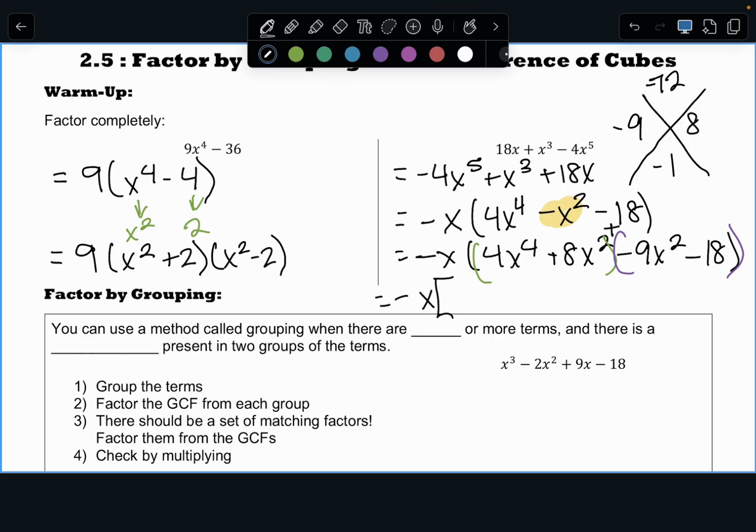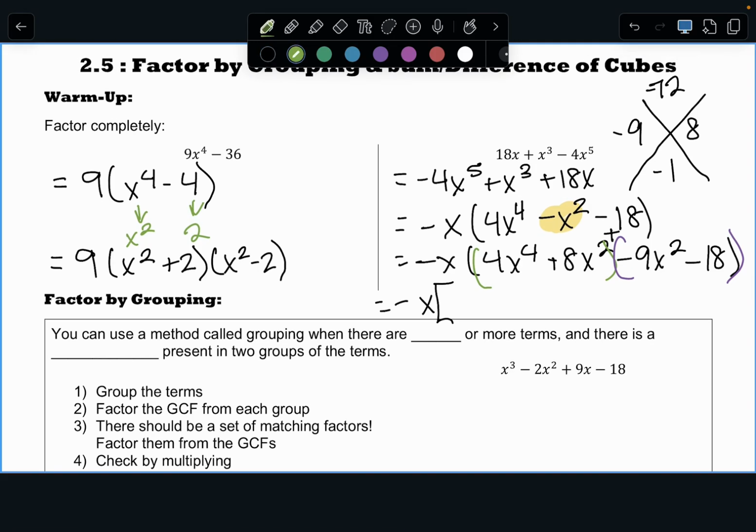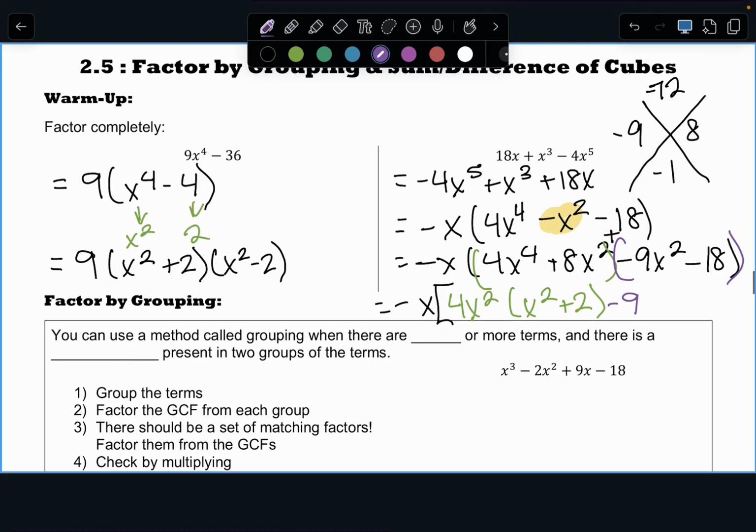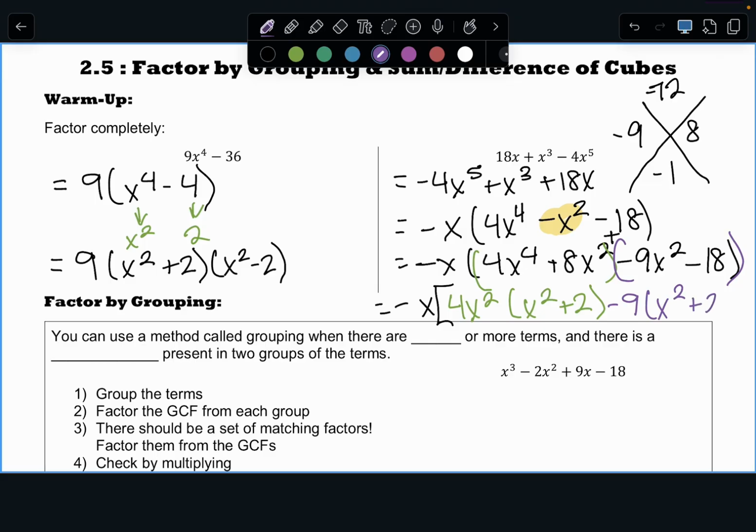So out of the green parentheses, what is my GCF? 4x squared. And I'm left with x squared plus 2. Now I have to take something out of the purple to be left with x squared plus 2. Negative 9. Again, taking the negative out because we want that leading number positive. So negative 9, I'm left with x squared plus 2.